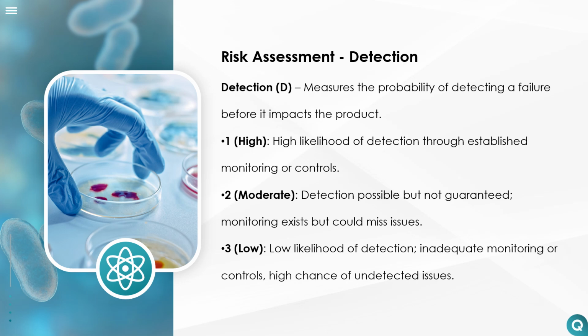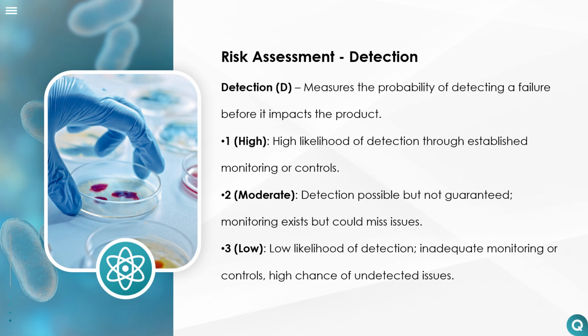Now let's talk about detection. This is all about our ability to catch an issue before it can impact a product. Detection measures how likely it is that our monitoring or controls will spot a failure in time. And a score of 1 is for high detection. A score of 1 means there is a high chance we'll detect any issue quickly. Our monitoring systems are well established, effective and give us confidence that we'll spot a failure if it happens. It's like having a safety net that's always there to catch potential problems.